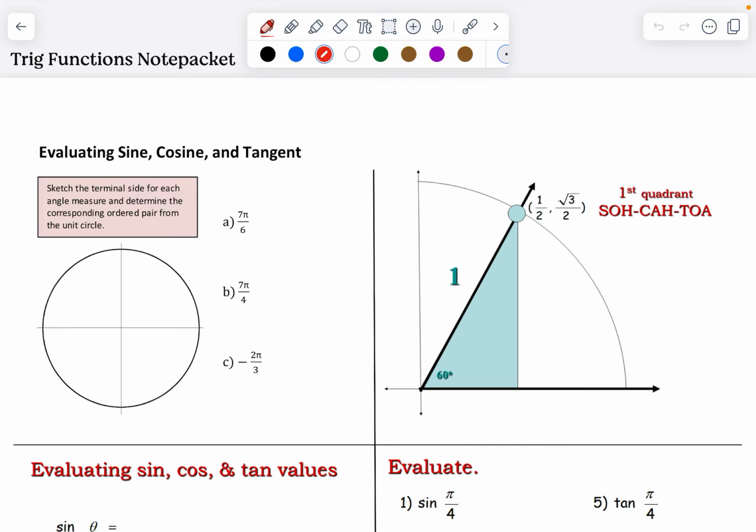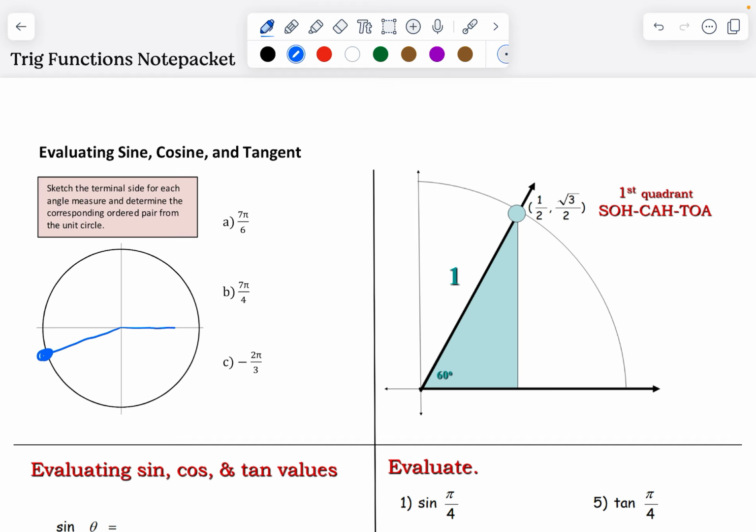So we are starting Unit 11 in the second semester, and the first topic is evaluating sine, cosine, and tangent. Okay, so this first part we're not exactly evaluating, but we are locating where the terminal side is for each of the angle measurements. So for 7 pi over 6, that's going to be in the third quadrant, and it's going to be just past pi, all right?